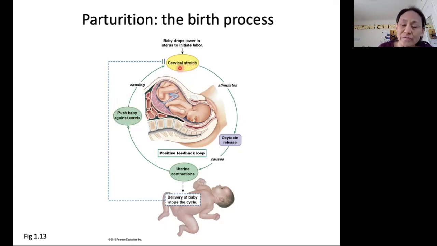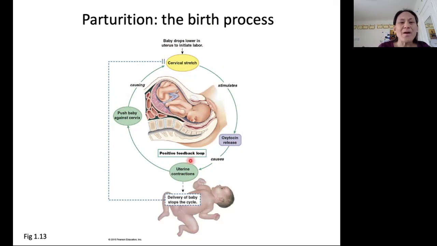As we get more cervical stretch, that's going to stimulate more oxytocin release. That's going to lead to more uterine contractions, which is then going to push the baby against the cervix some more. And that is just going to continue again and again until the baby is finally born, basically until the cervix dilates enough to let the baby through, so that it can exit the female's body.